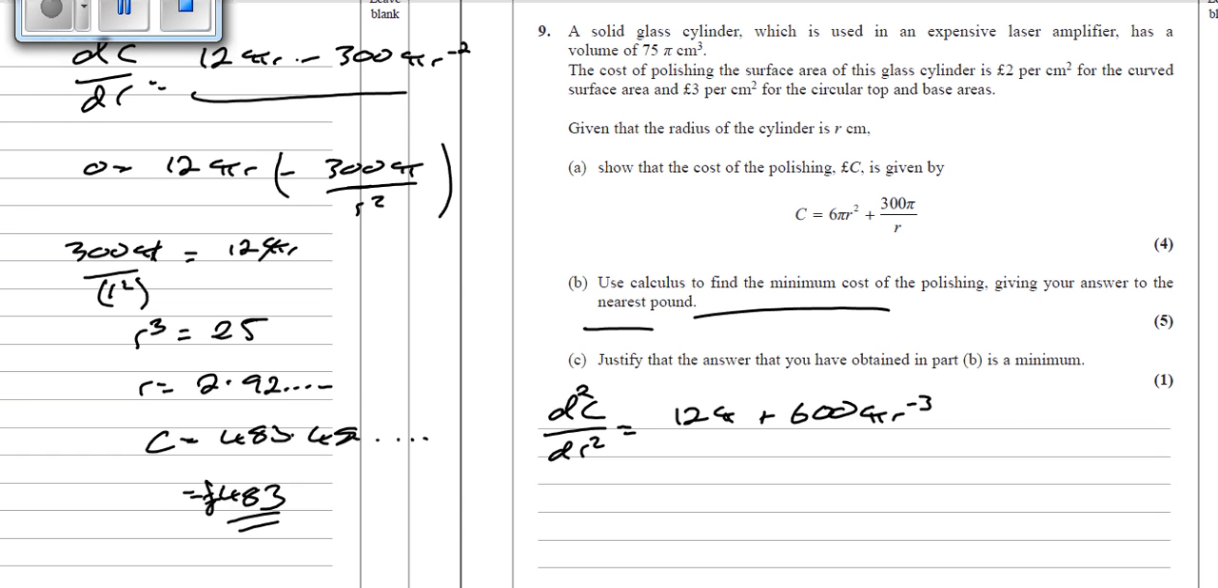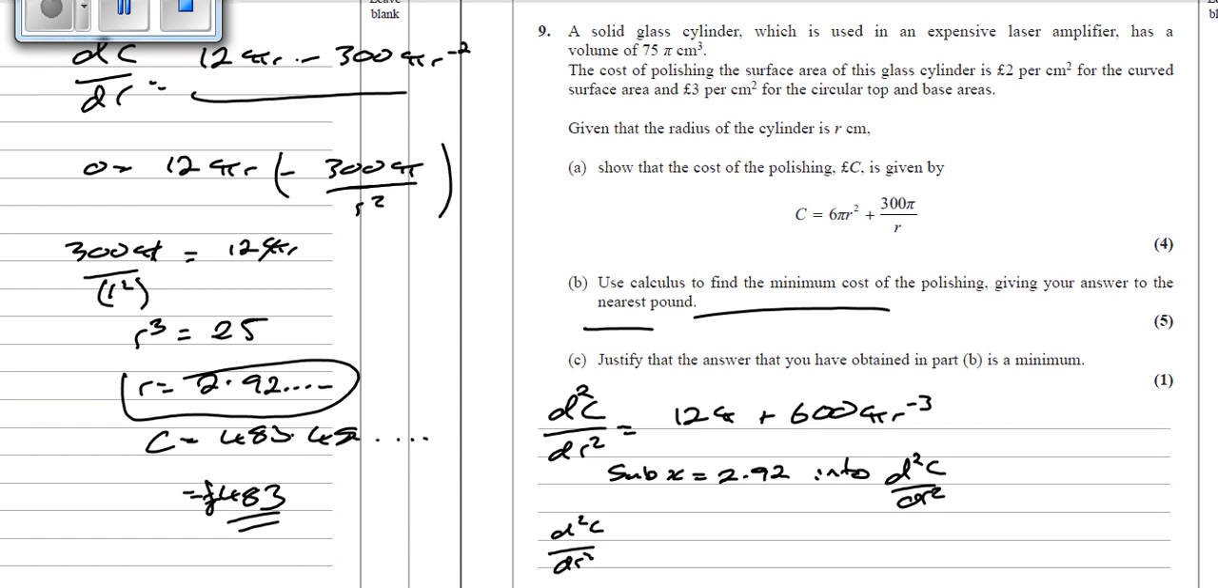And then we substitute in our 2.92. So substitute r equals 2.92 into d2C by dr squared. It should give you something positive, as you can see. It's not going to be a negative thing, because that's going to be positive, that's going to be positive. If I was you, I'd actually go through that and work out what that equals. Then you need to say that is going to be greater than 0. Therefore, it's a minimum.